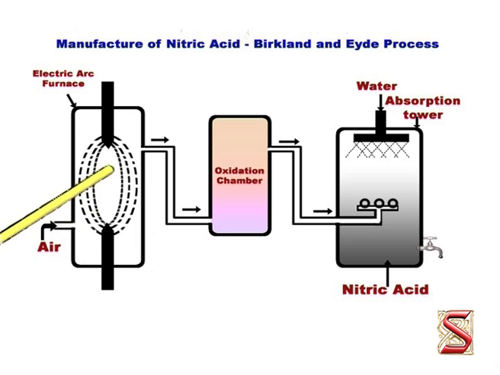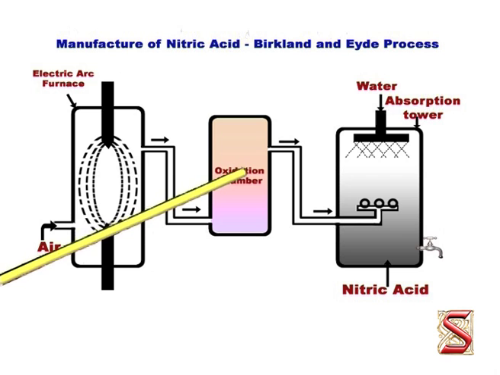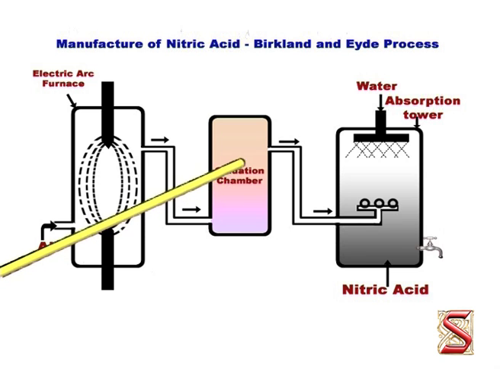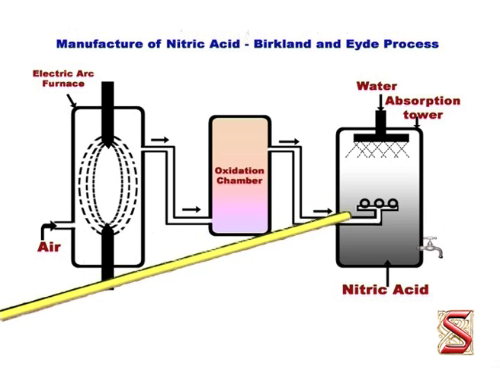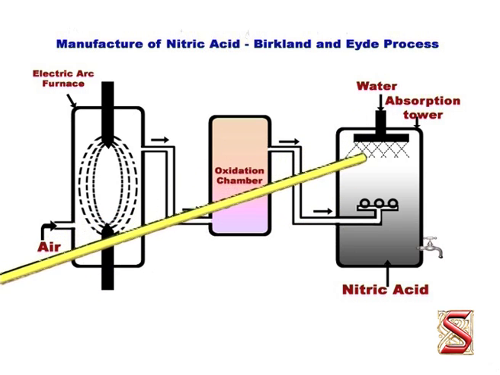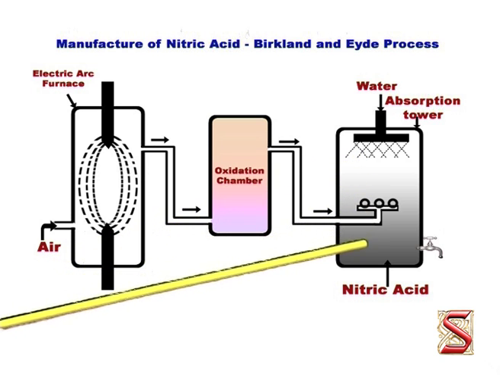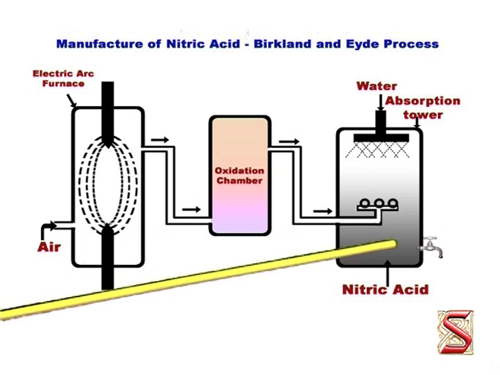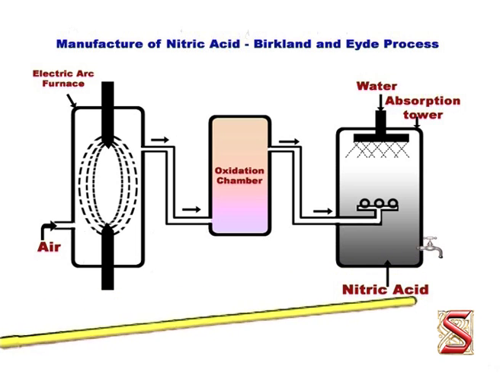It goes under electric arc discharge, and from there the air enters the second chamber, that is the oxidation chamber. From this, the gases are sent into the third one, which is the absorption tower. Again, water is poured from the top, where the acid liquefies and collects at the bottom. Through this outlet, the nitric acid can be collected at regular intervals.